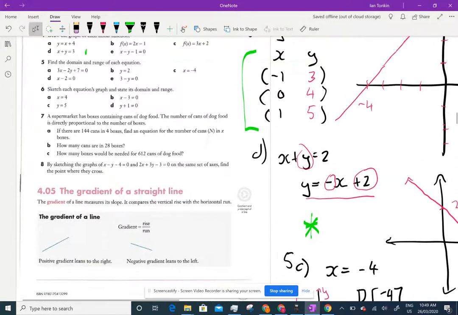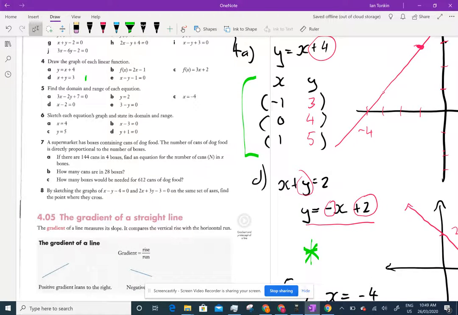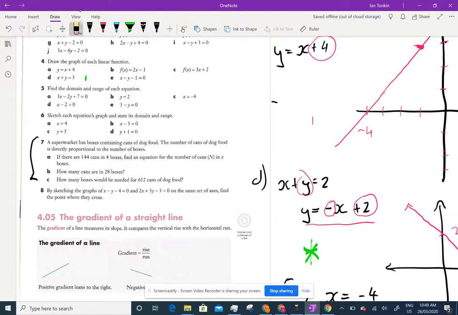Now, to do 7, I want you to get, you should be at, so 4, 5, 6 are easy. 7, I want you to go away and have a go at it. I'm going to do it, all right? But you need to go away and have a go first. So while I'm erasing, you go away.